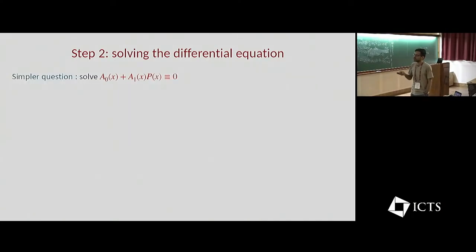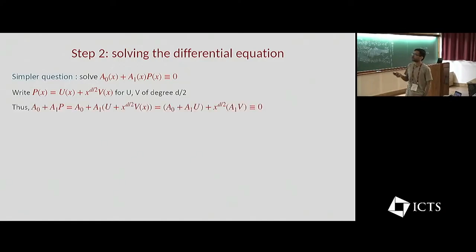So let me give you a flavor of what this algorithm looks like. The way we will try to find this p is: p is a polynomial of degree d. We'll try to find the first d over 2 coefficients and then the last d over 2 coefficients and do it separately. So we'll decompose p as u of x, which is the part of p of degree less than d over 2, and v of x, which is the part of p of degree greater than or equal to d over 2. For p to satisfy this, let's try to understand what conditions u and v have to satisfy. So we plug in p equals this, we rearrange, we get this.